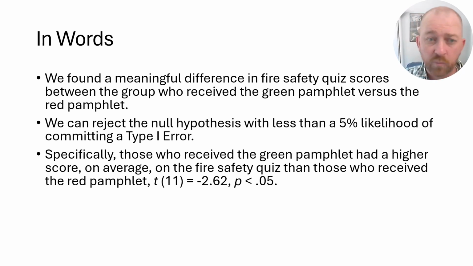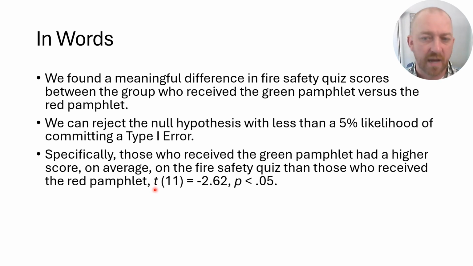Okay, to get a little more specific, I can also say that it was the people who used the green pamphlet who did better on average in their fire safety quiz score than the people in the red group. I'll show you in a second why I know that, because some of you are going, whoa, how do you know which group did better? I'll show you in just a second. This is a nice way that we summarize this in APA format. A t-test can be summarized in the following manner. You indicate that it is a t.